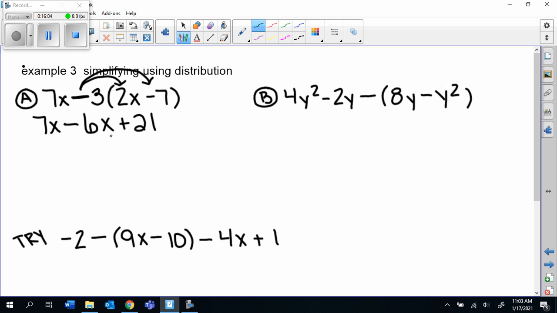And now if we have any like terms, we can add them. So 7x take away 6x leaves us just 1x. And if you'd like to put that 1, that's fine, +21.